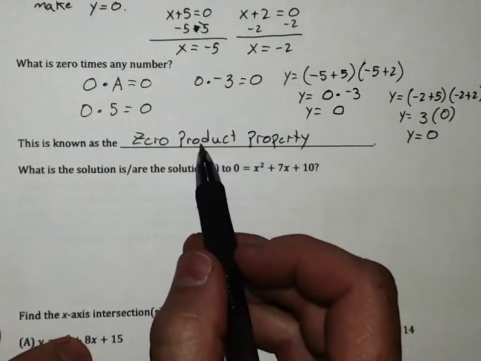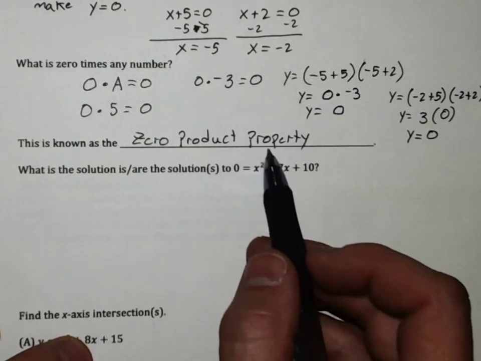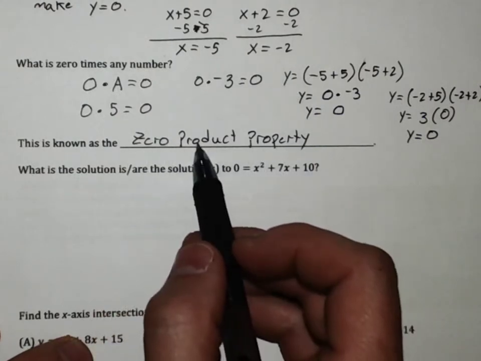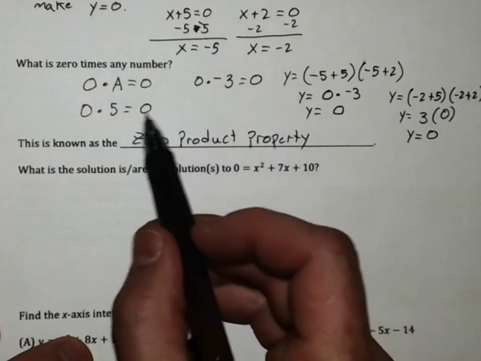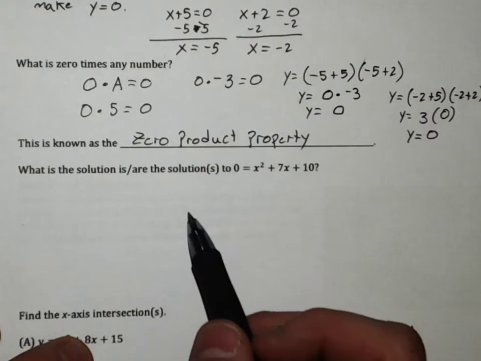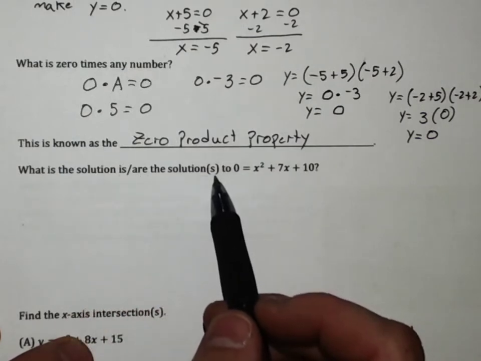Literally, product is another word for multiply. Property means what something does mathematically. So 0 multiplying mathematically makes something 0. So then we could answer the question, what is or are the solutions to the equation?